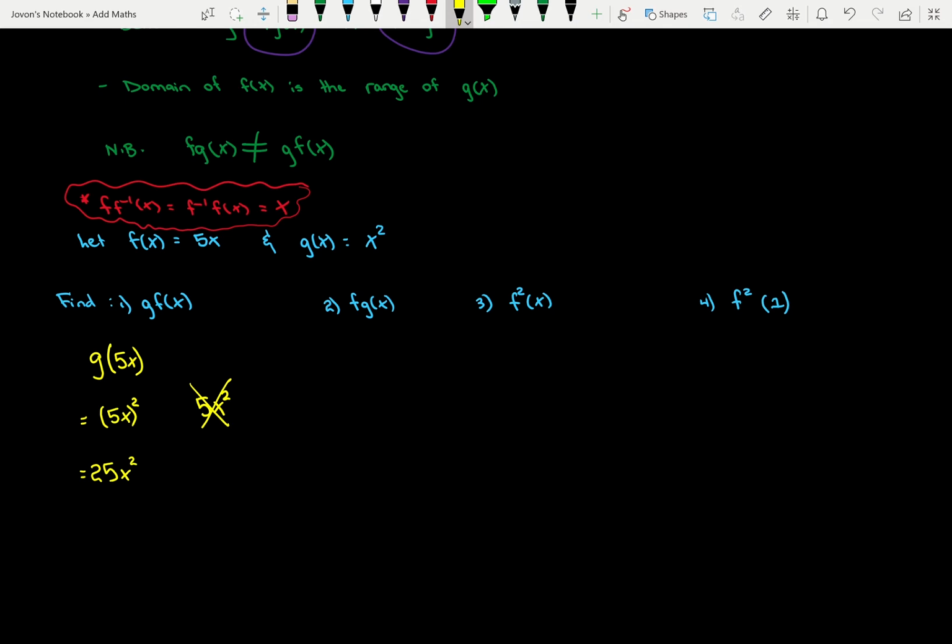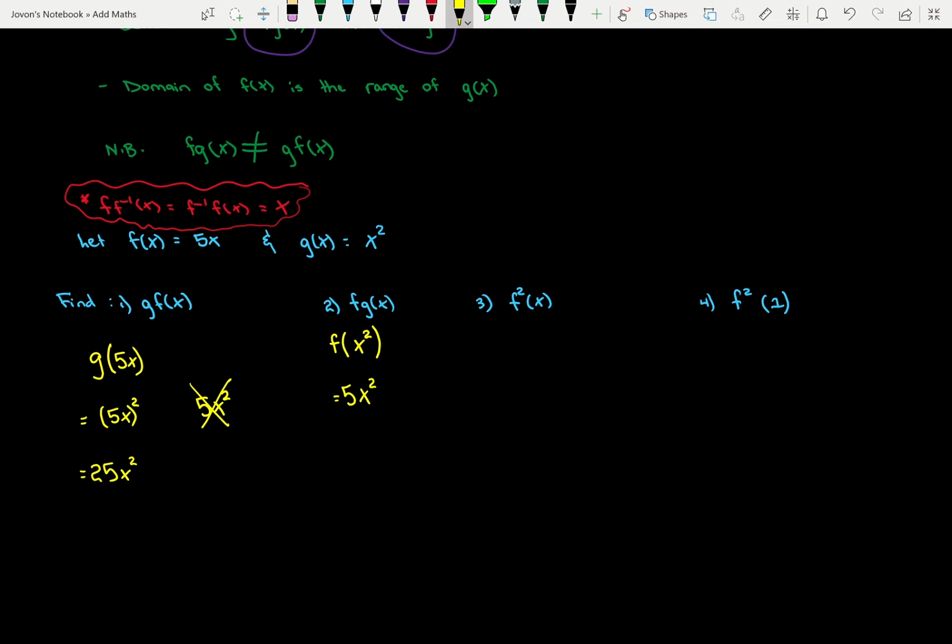Now we want to find f g of x. Again, same thing we do. We have f open brackets, and we want to put g of x in, so g of x is x squared. All we're going to do now is in the function f of x, wherever we see the value x, we're going to replace it by x squared. So this would be equal to 5x squared, and this is the value of f g of x. It's as simple as that.